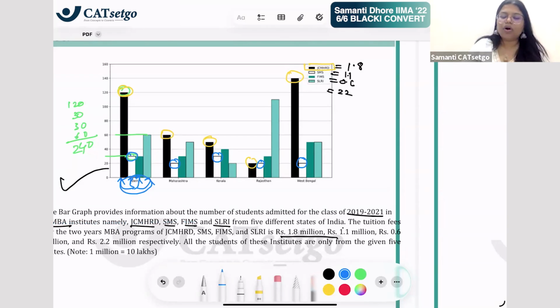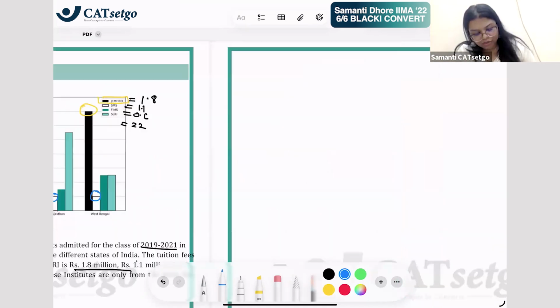Do I really need to find the total, or is the graph itself enough to see which college the maximum number of people have gone to? Can I see it from the graph? I don't need the total, right? I can clearly see that the bar graphs of black are much higher. So we already know that the highest number of people have joined JCMHRD.